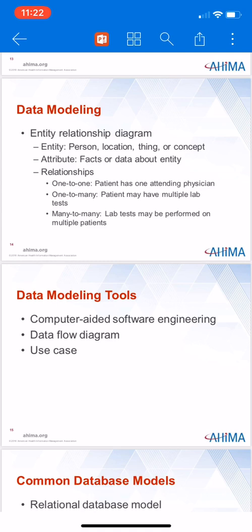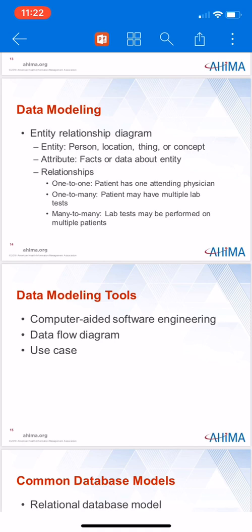An entity is a person, location, thing, or concept that is to be tracked in the database. In healthcare, entities would include such items as patient, physician, and laboratory test. Each entity has attributes, which are facts or data about the entity. Some examples of the attributes of the entity patient include their health record number, last name, first name, middle initial, street address, and continuing on, home phone, cell phone, date of birth, social. Each entity would have a unique identifier. A patient's unique identifier could be their health record number.